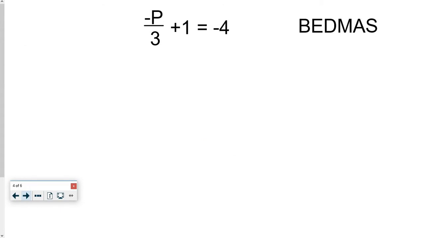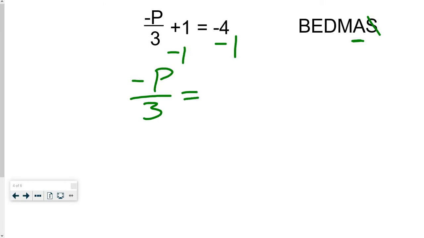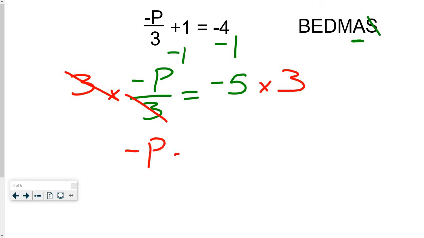Again, BEDMAS backwards. So there is no subtraction, so we're going to skip that step. Addition, the opposite of negative. So we're going to subtract 1. We're going to subtract 1 from both sides. Negative P divided by 3 equals negative 4 minus 1, which equals negative 5. To get rid of this, we have to multiply by 3. Whatever we do to one side, we do to the other. So negative P equals negative 15.